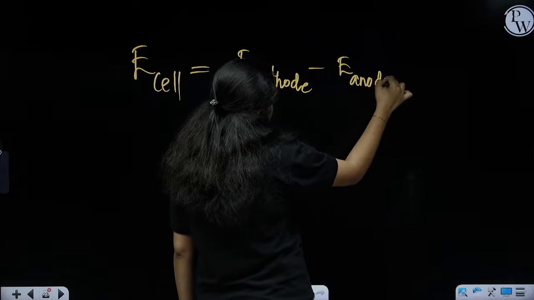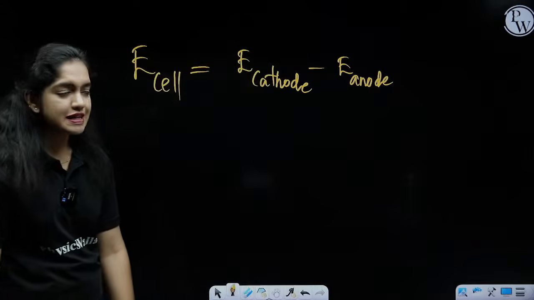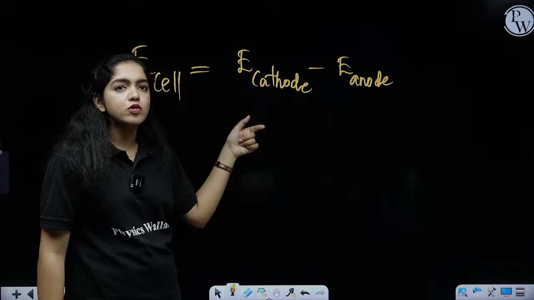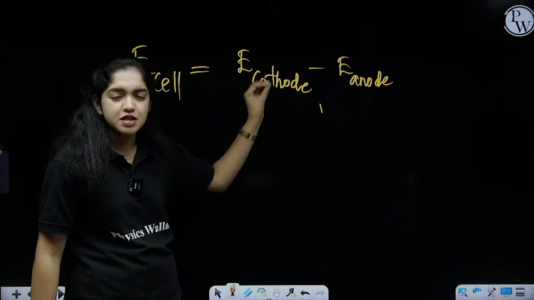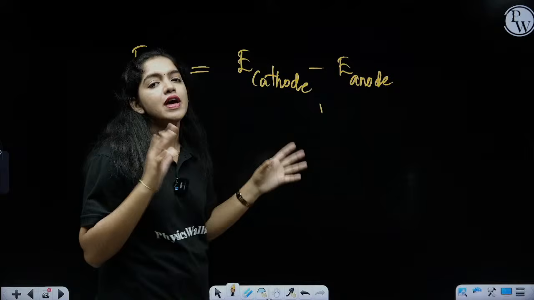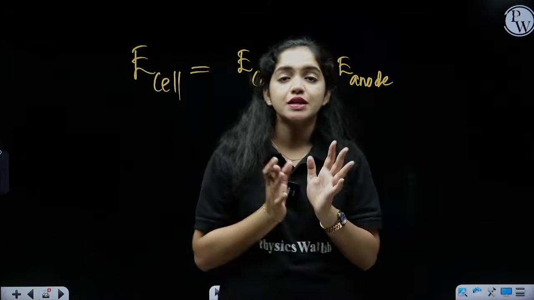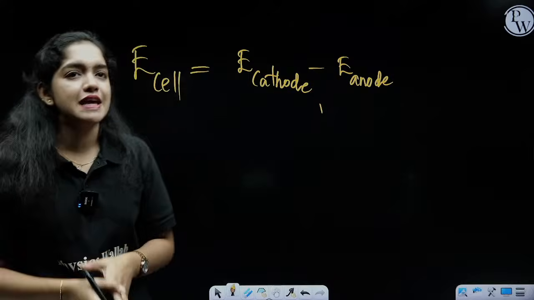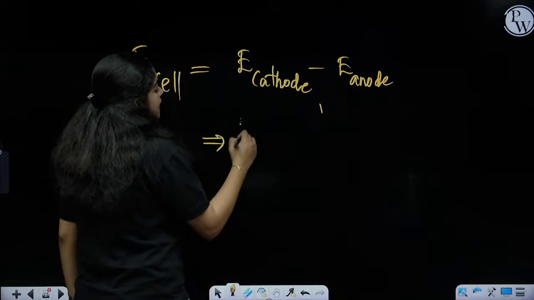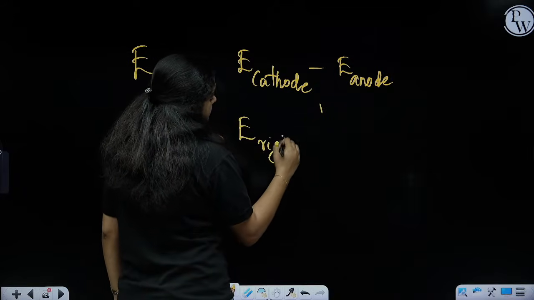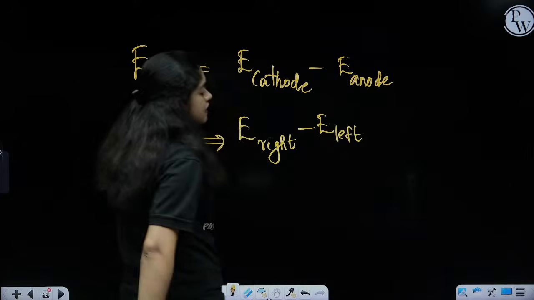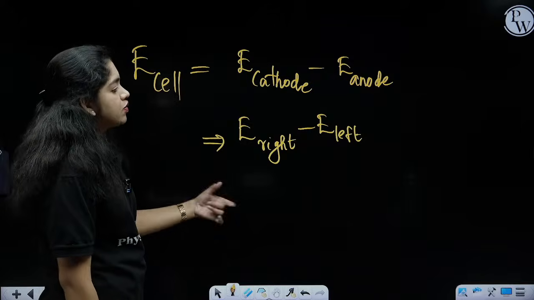So the EMF of the cell is given by E cell is equal to E cathode minus E anode. Why are we taking cathode first here? Because cathode is positive, anode is negative. So first write the positive, then write the negative. The EMF of the cell is given by E cell is equal to E cathode minus E anode, or we can rewrite it as E right minus E left. Right side is cathode, left side is what? Anode. So positive value minus negative value.